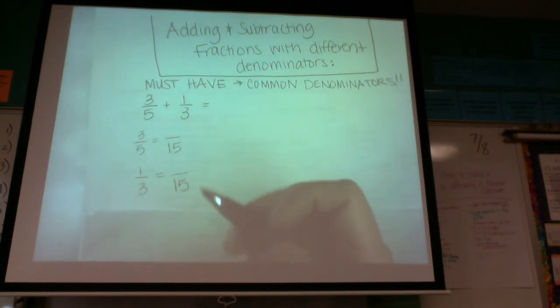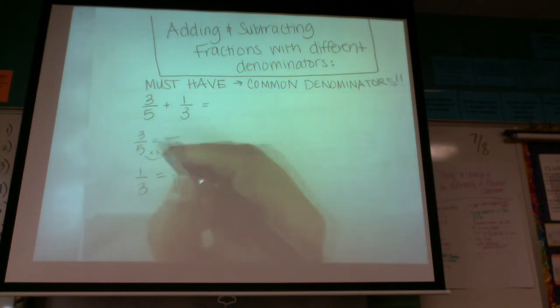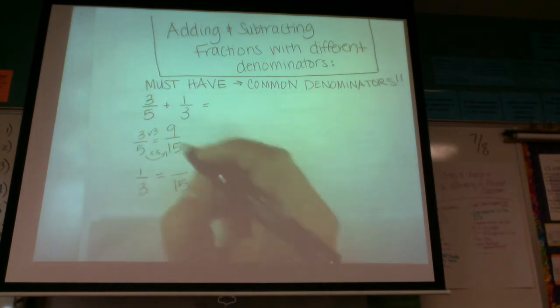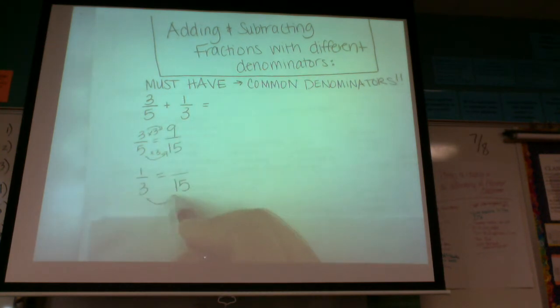So in this first one here, 3/5 is how many 15ths? Well, I go from 5 to 15, that's multiplied by 3. Whatever I do to the bottom, I have to do to the top. So that's going to give me 9/15ths up top there. And on the bottom here, going to multiply by 5. Same thing to the top. So that's going to give me 5.